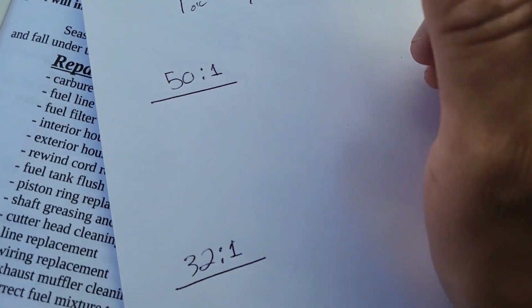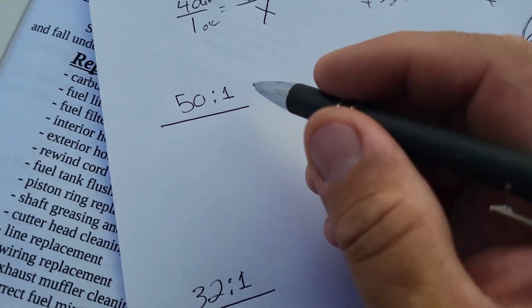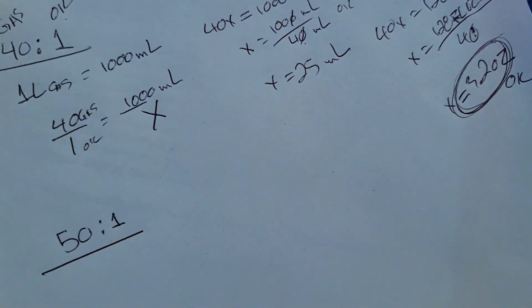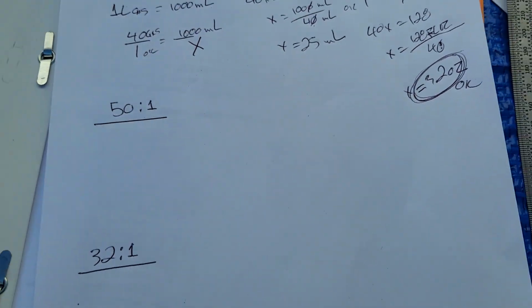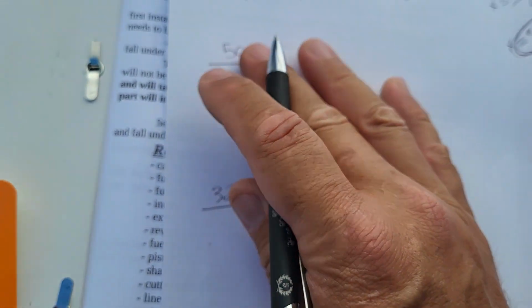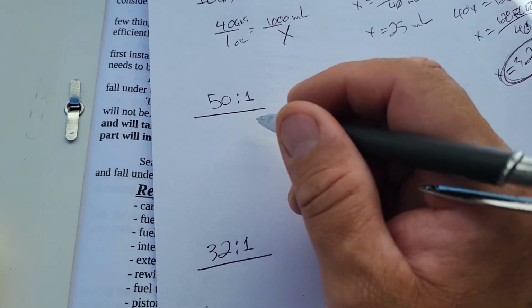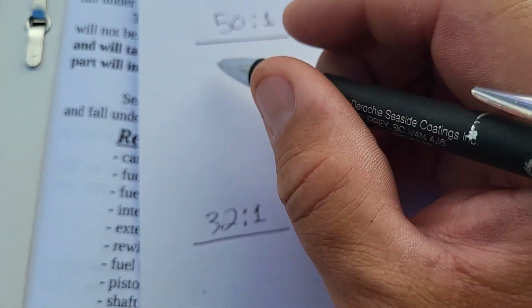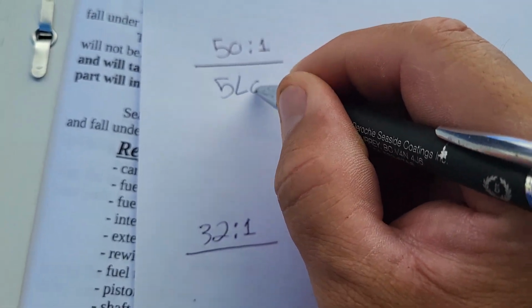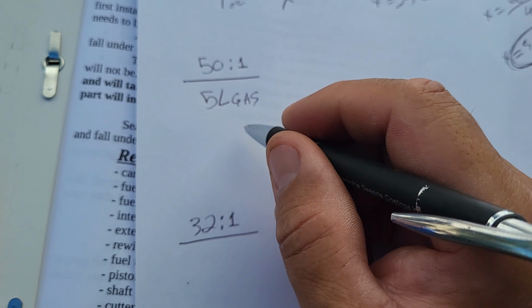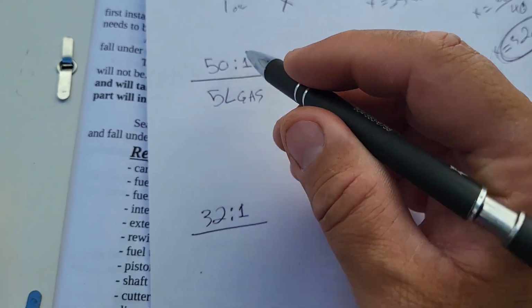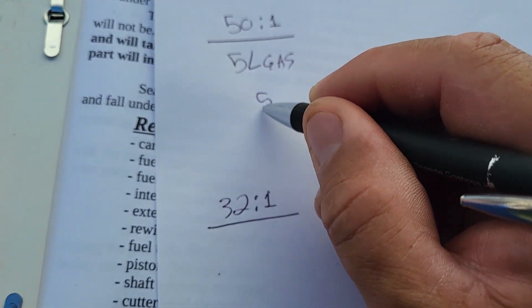it is the exact same thing. Okay, so for those of you that need to review your math, this is exactly how you do it. So we're going to do it one more time. 50 to 1. Let's say we have 5 liters of gas, and we want to mix it 50 to 1. So we have 50 to 1.